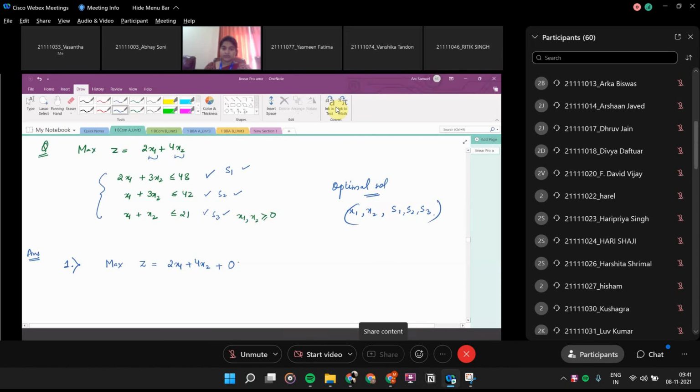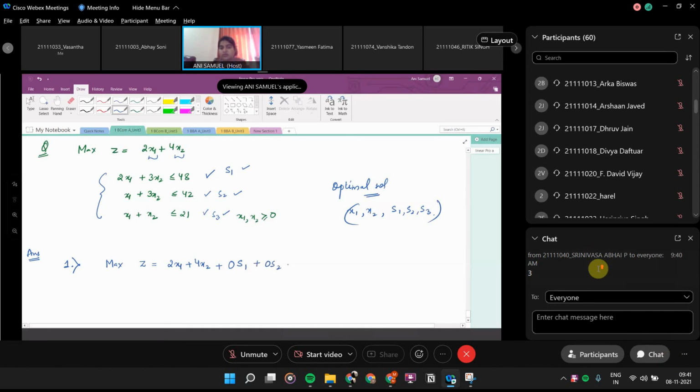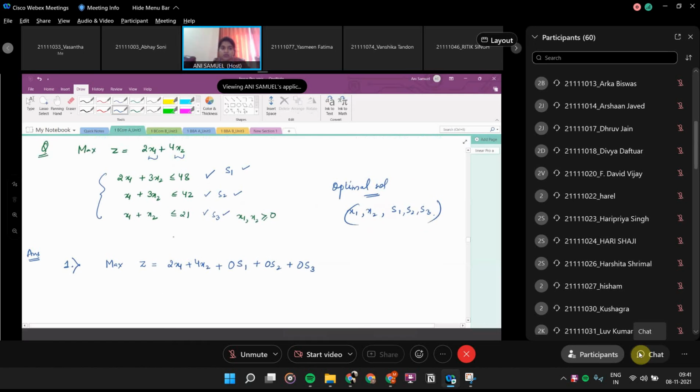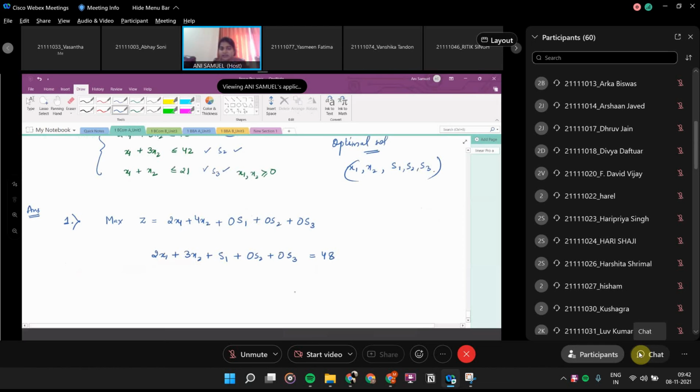Okay. So this is 2x1 plus 4x2 plus 0s1 plus 0s2 plus 0s3. You will get to know why we have done this. Those who remember previously, then also it's fine. And now constraints we will write in the form of standard form. Since it is less than or equal to, we are adding a slack variable, right? So S1 is the slack variable for it. So plus S1, and I will write these two variables also, but with coefficient as 0. So they are not affecting in any way, right? Is this part clear?